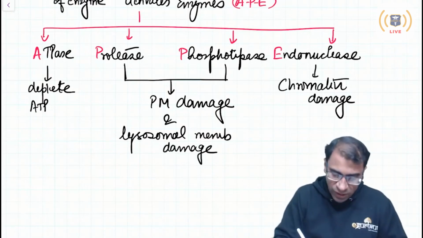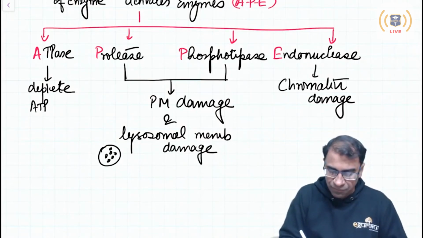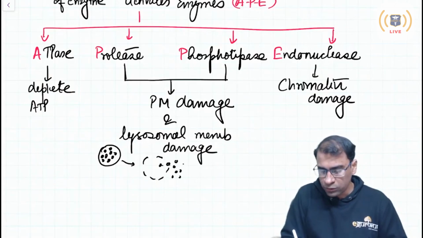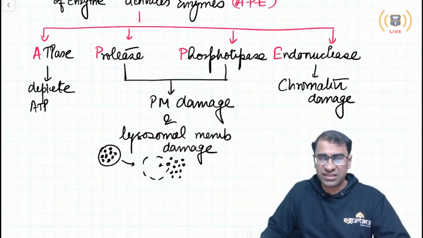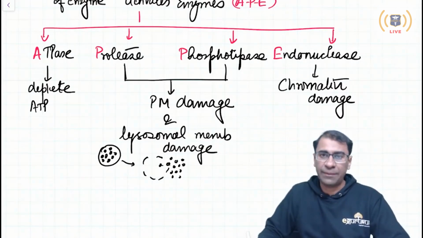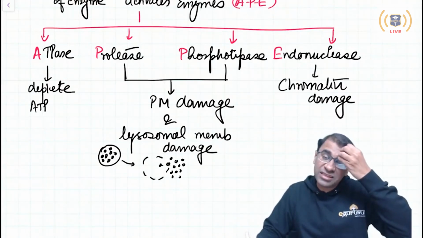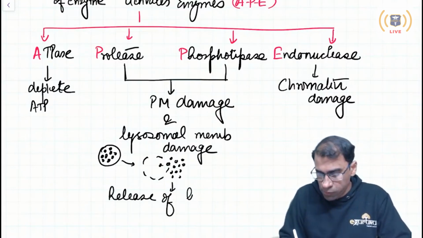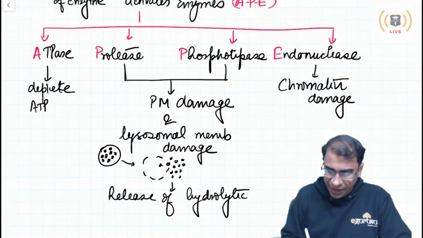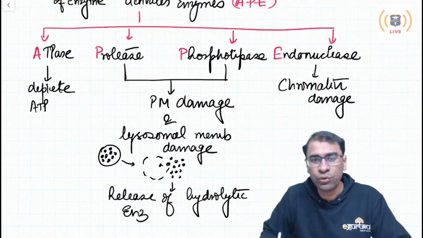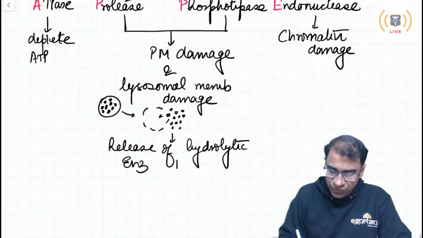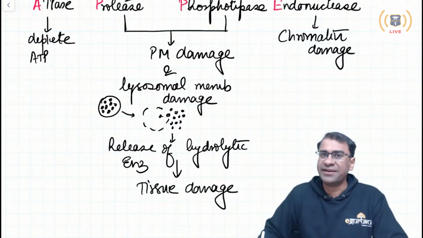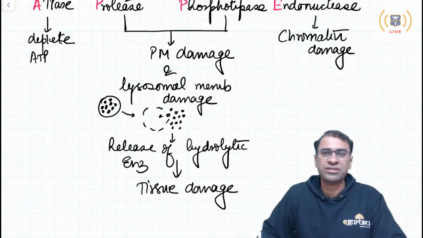Now the problem is, once the lysosomes, which have acidic enzymes inside, get damaged, all the enzymes come out: the carbohydrases, proteases, phospholipases. These enzymes are together called hydrolytic enzymes. So there is a release of hydrolytic enzymes, and these will lead to tissue damage. All around the cells that are getting damaged by the action of phospholipase, tissue damage starts occurring.